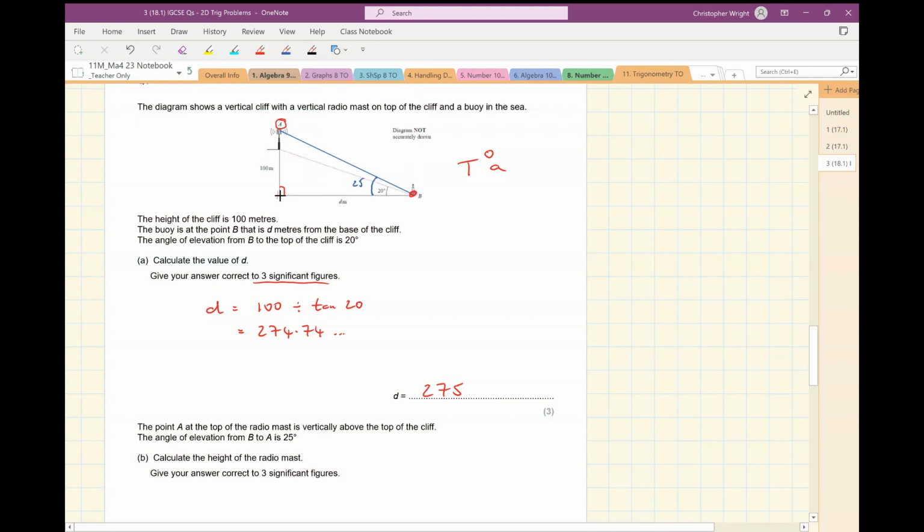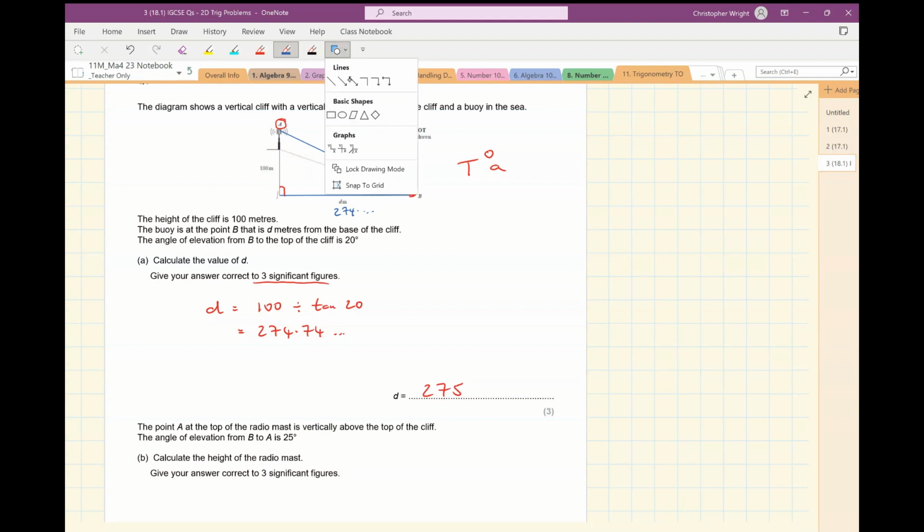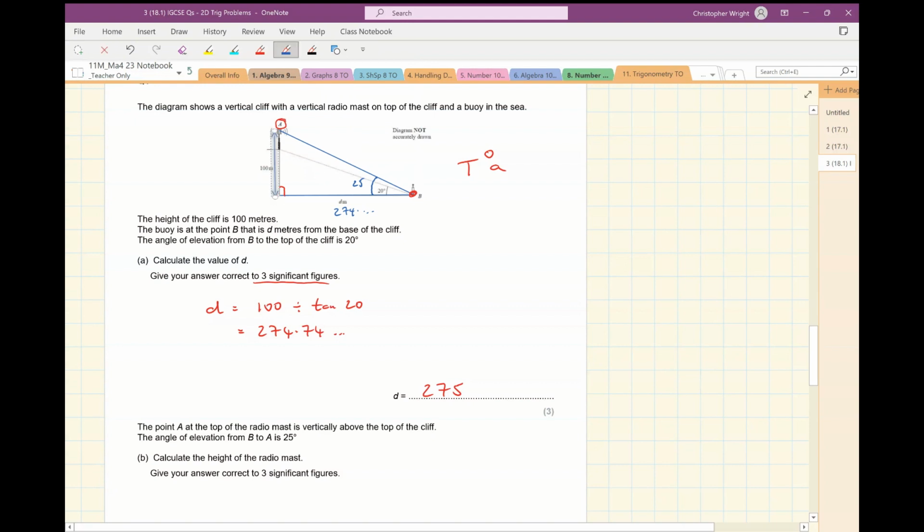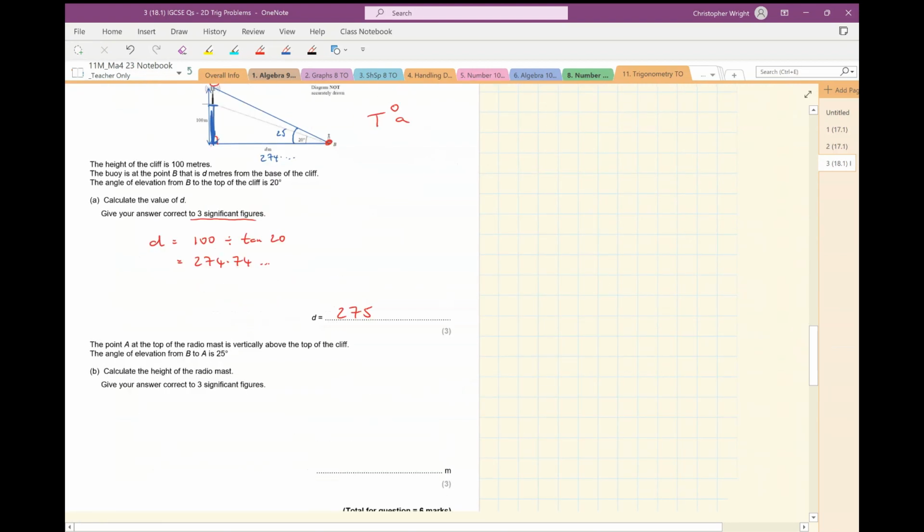Well, we've got another right-angled triangle here. That's that distance d, isn't it? I know already that that's 274 point something. And I'm being asked to find the height of the radio mast. Well, I could probably find this whole length, looking at the right-angled triangle, and then I suppose I could subtract away the 100. I'll be left with the height of the radio mast. Let's draw that out again here.